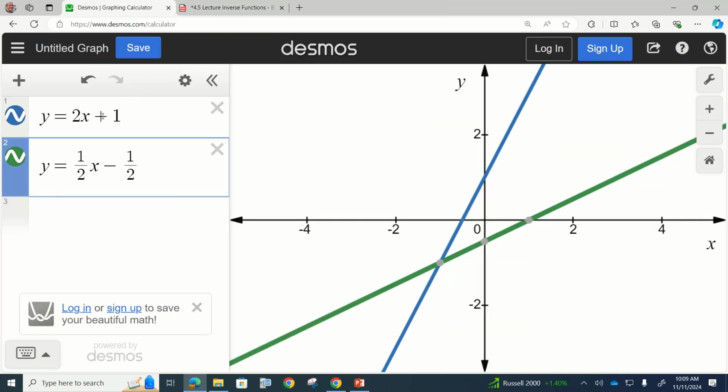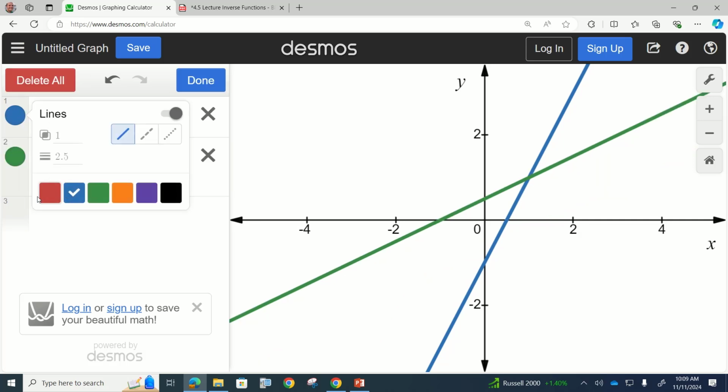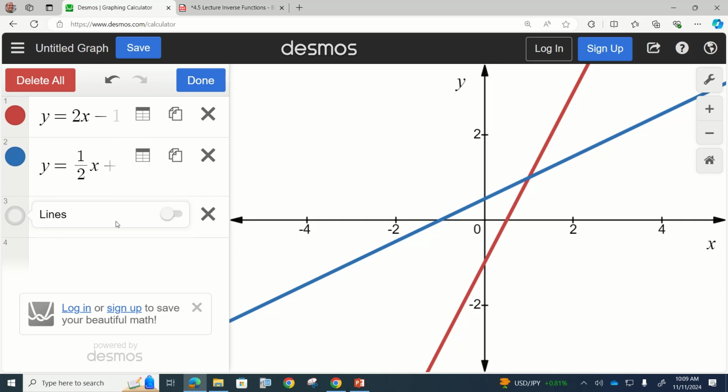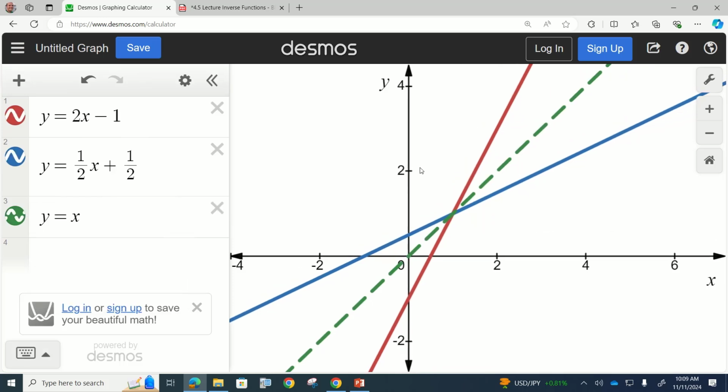Is that it? No, I got my minus signs mixed up. So, let's see what that line is. It would be something like this. All right, in red, you've got the function 2x minus 1. In blue, you've got its inverse. This is what I mean. The red curve is a mirror image of the blue curve across the line y equals x. Do you see it? Okay.